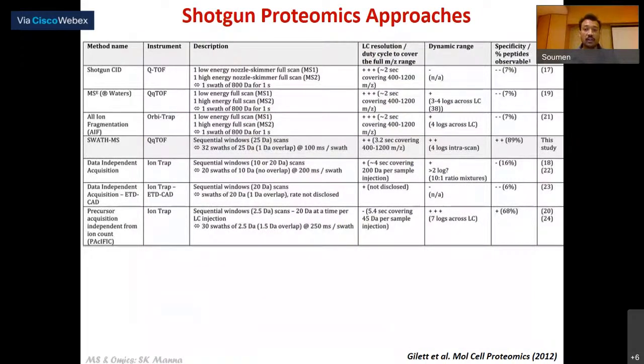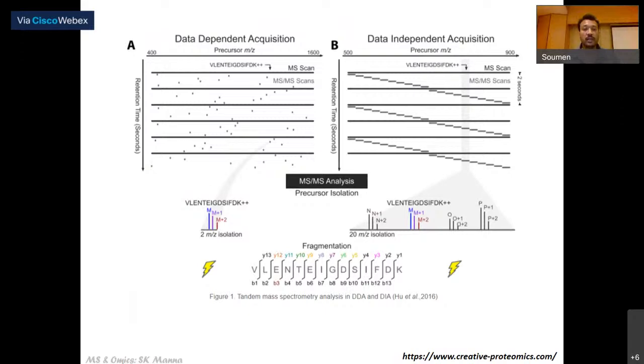There are different shotgun approaches available. I'll talk briefly about one of them. One is data-dependent acquisition, where you select a particular window of the retention time, and as you scan across retention time, you try to pick a peptide depending on the peptide masses that you are getting. You select one, mostly the most intense peptide, and you fragment that and you get that data. Like that you go on doing. So this is dependent on what is present, and you define what you should be picking up to fragment.